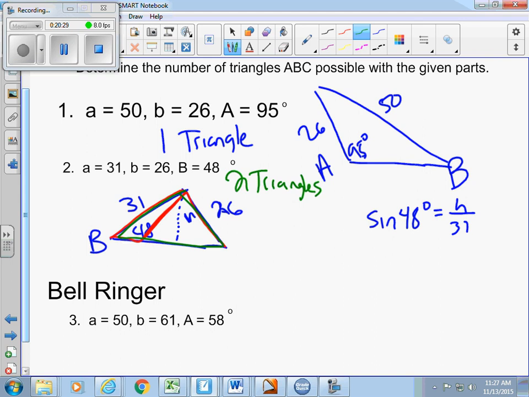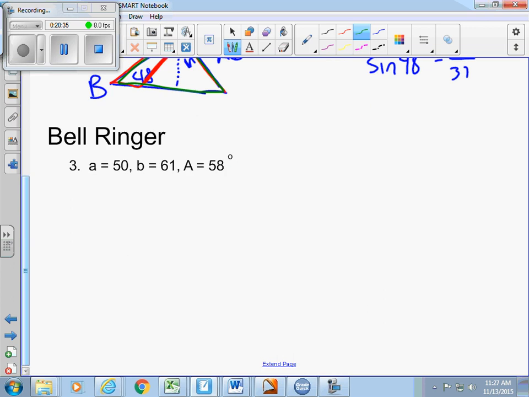Yeah, if this is longer than the other one, it could swing. Okay, let's look at number 3. It's not that one. How am I going to draw the picture to help me set it up?